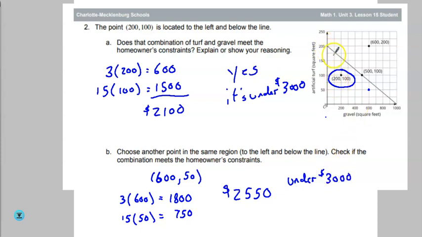So if this is the budget line, any of these points down here would be under budget. You would save money. You'd have money left over. This point is closer to that line than this one. Think about distance-wise, and it spent closer to budget.